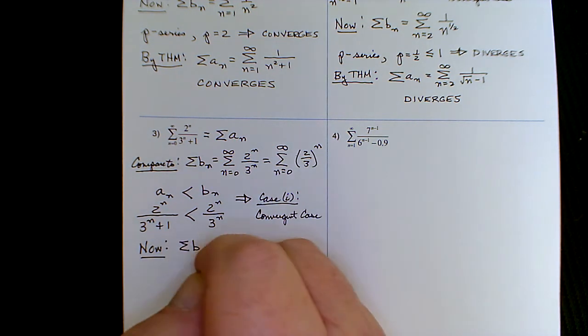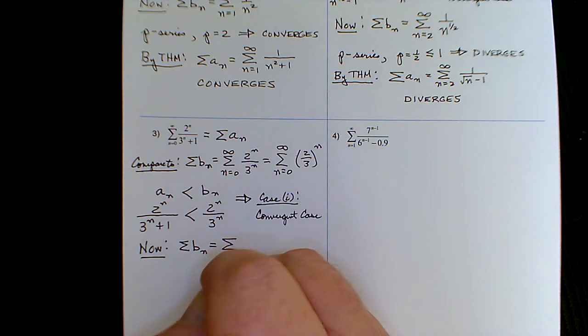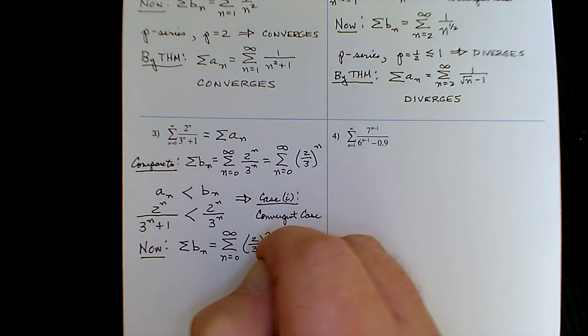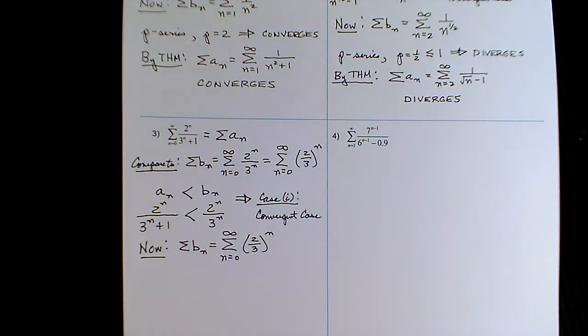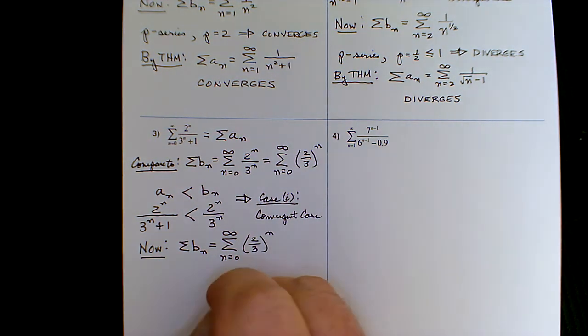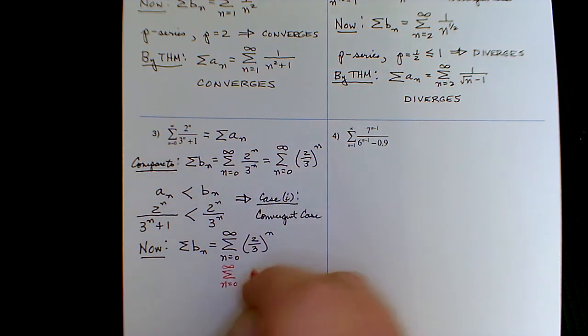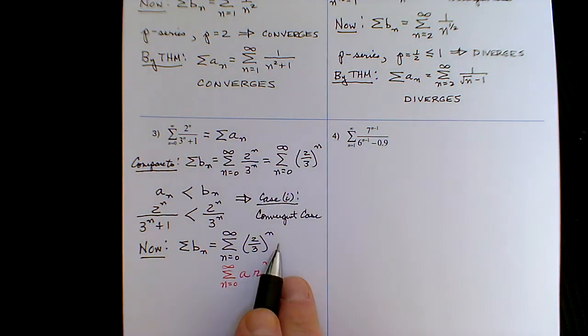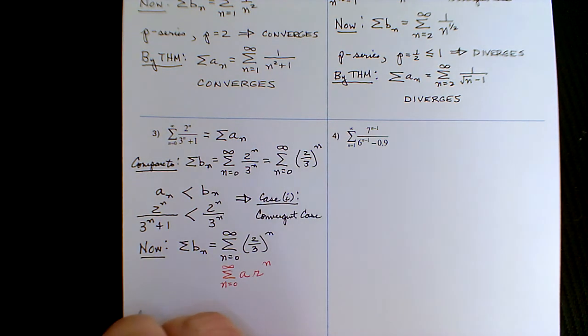And the sum of the b sub n was the sum as n goes from 0 to infinity of 2/3 to the nth. Alright, now compare that to your standard geometric forms. In particular, this one, we've got a starting index of 0. So the power on the common ratio, r, should be n, and it is. So therefore, we can state that this is a geometric series.